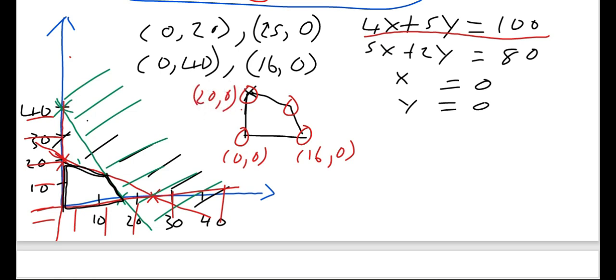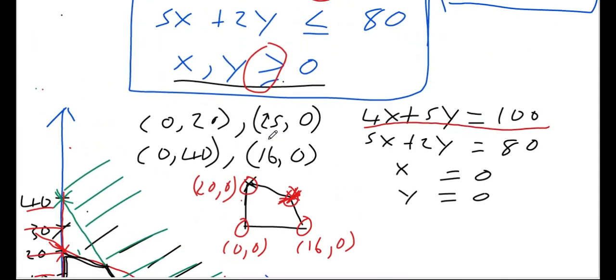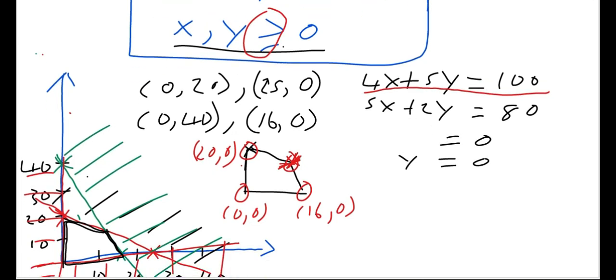So the point that we don't have is actually this point here. So how do we get that point? That point we also now do another calculation, because this is the point where the two lines cross. So we have line 4x plus 5y is equal to 100, 5x plus 2y is equal to 80. So those two lines cross at that particular point. So how do we find that point? We find it by solving the two equations simultaneously.